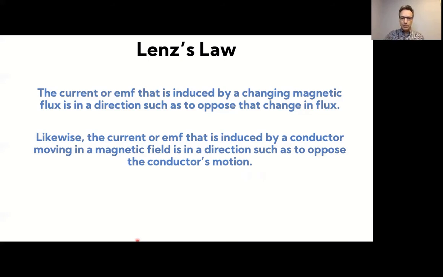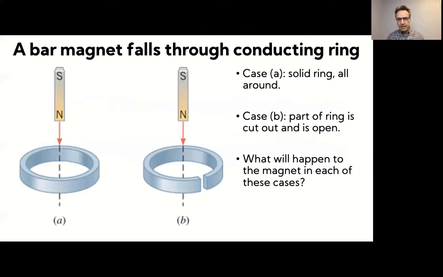So let's actually get through that. I thought I'd start with an example that in principle you should be able to work through on your own now, by using Faraday's law and Lenz's law to figure out what's happening. Here are two different scenarios. They're very similar, but slightly different. In both cases, we have a permanent bar magnet that's falling down through a conducting ring. In case A, it's a solid ring all around. In case B, there's a small gap cut open, so there's a break in the conducting material. Here's the question: what will happen to the magnet in each of these cases?